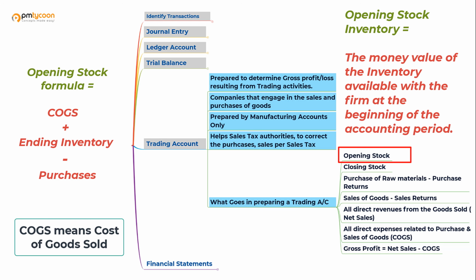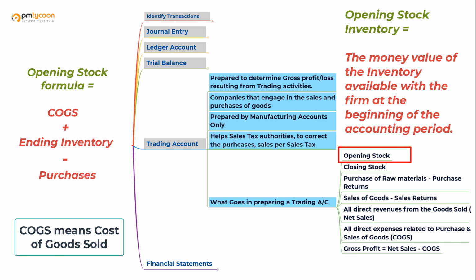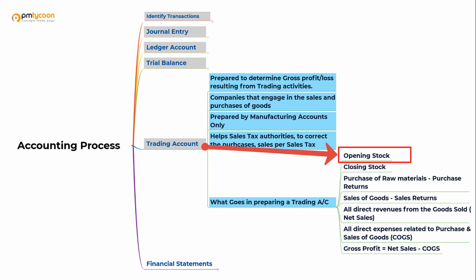Opening stock is equal to cost of goods sold plus ending inventory minus purchases. This is a simple formula that can be used to calculate the opening stock. So a trading account takes into consideration opening stock for the accounting period. As I just said, we're taking into account the opening stock, right? But what about the closing stock? Yes, we also need to take into consideration the closing stock.